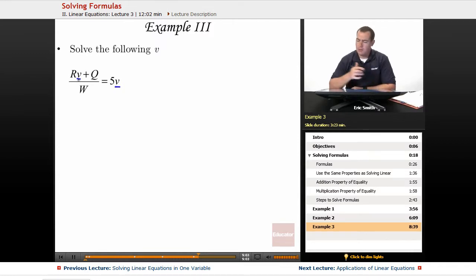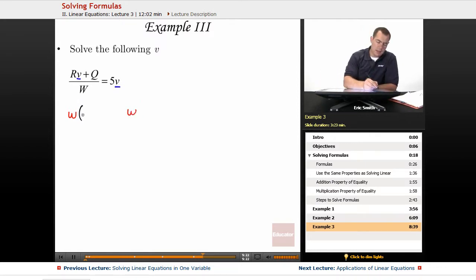So let's take care of our fractions and then see if we can actually get those v's together and work on isolating it. Because if we only isolate one of them, then it's not really solved. We'd still have a v in there. All right, so to take care of our fraction, I will multiply both sides of this one by w. It is my common denominator.